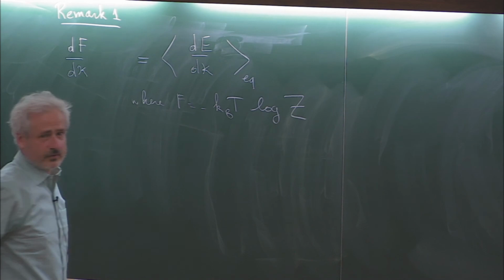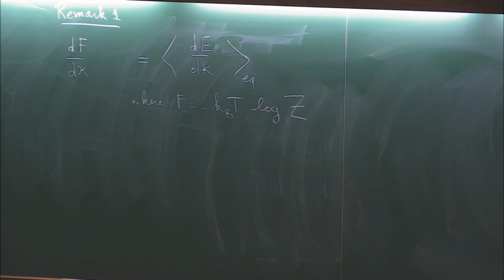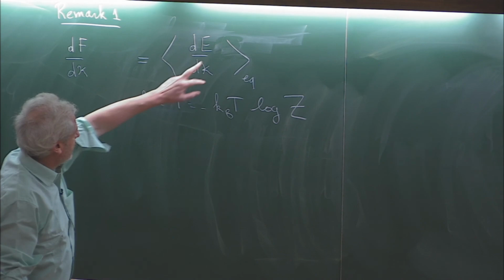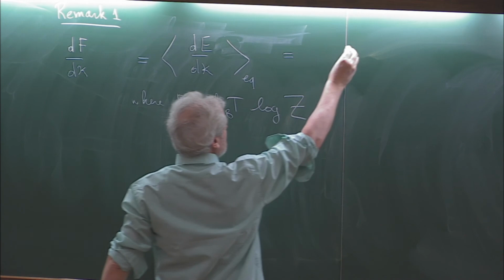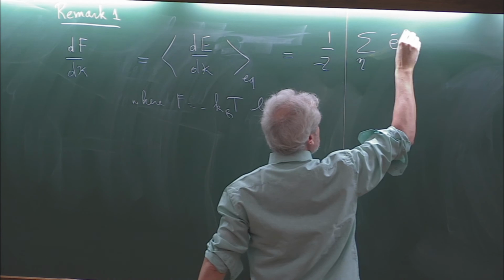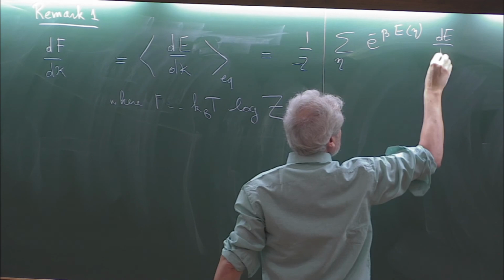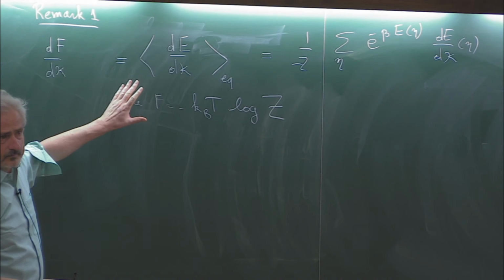This is just an exercise in taking derivatives and taking integrals. But you see this happening: of course, these brackets are averages. Maybe I should write it down for once. So these are the sum over all the possible etas, 1 over Z, then you have e to the minus beta E of eta times dE d kappa as a function of eta. So that is what I mean by this average, where Z here is the same Z as here.